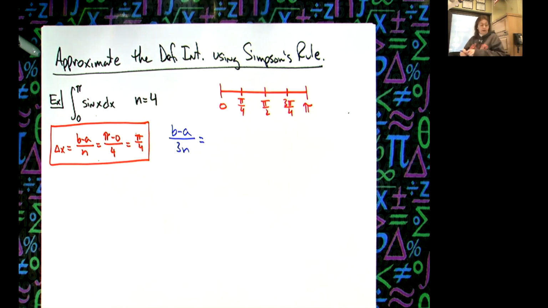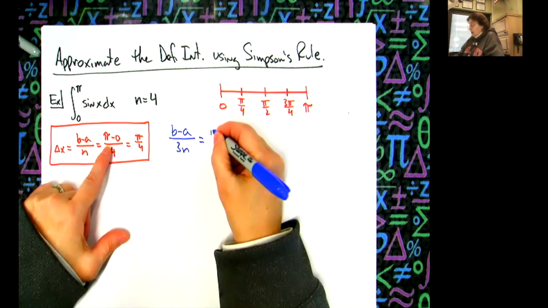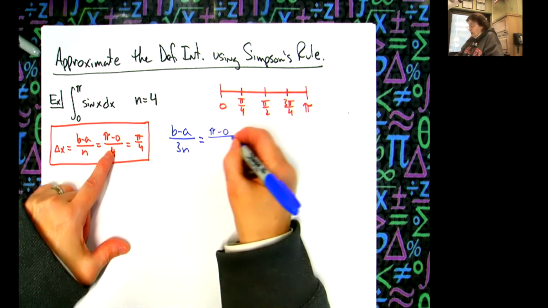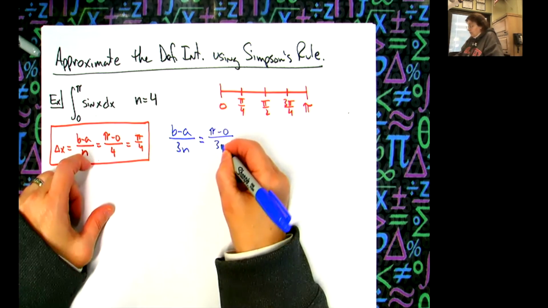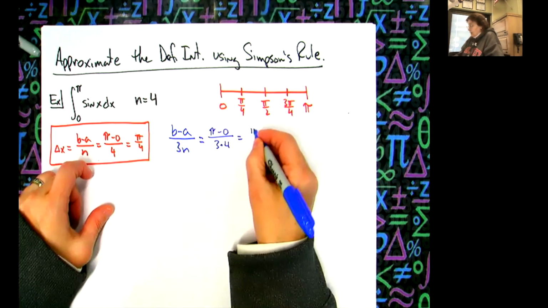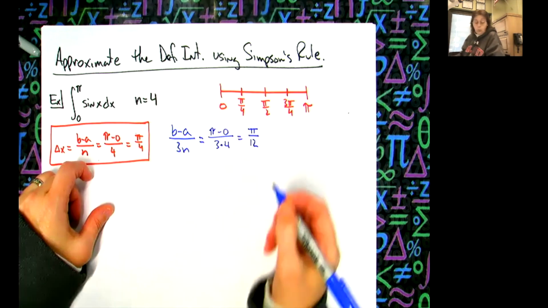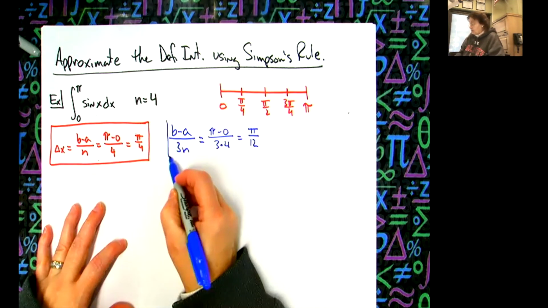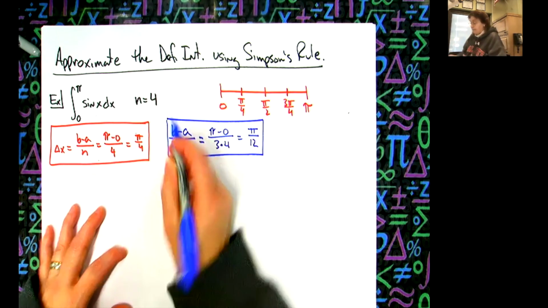Now for Simpson's rule, we need to calculate b minus a over 3n. If I do that one, I'll have pi minus 0 over 3 times 4. That's going to give me pi over 12. That's going to be the number that goes out in front.